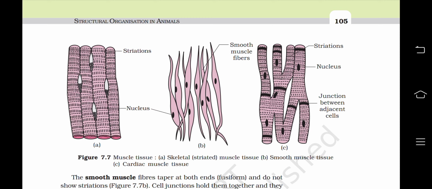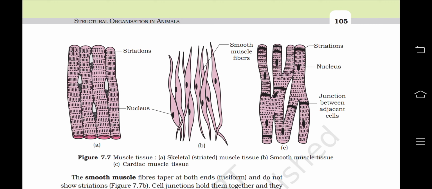Now B is a smooth muscle fiber which is tapered at the end and uninucleated. These are found in visceral organs like blood vessels and gut. These don't show striations as well. These are involuntary in function. Involuntary in the sense you cannot change their movement or stop their movement by just merely thinking about that.